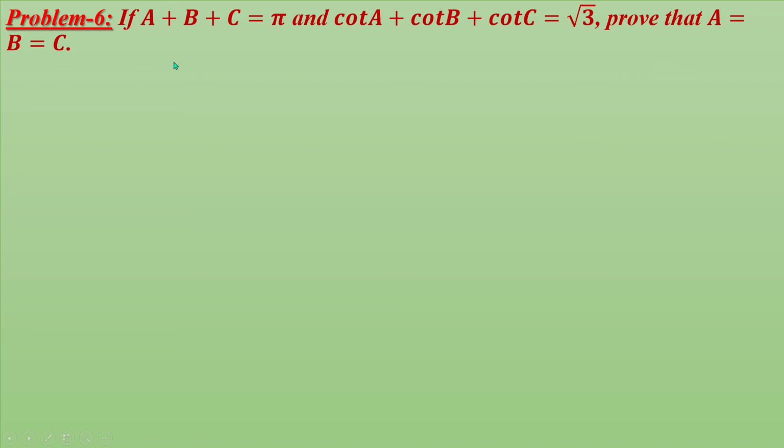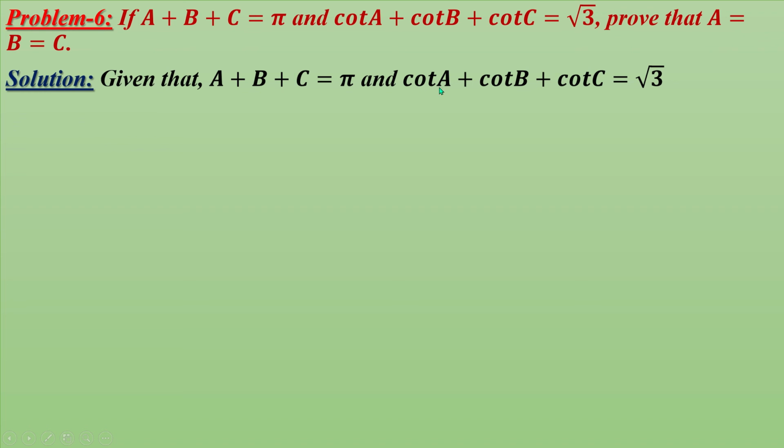Final problem 6. If a plus b plus c equal to pi and cot a plus cot b plus cot c equal to root 3, prove that a is equal to b equal to c. This is the given condition.